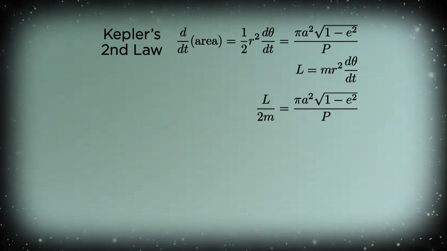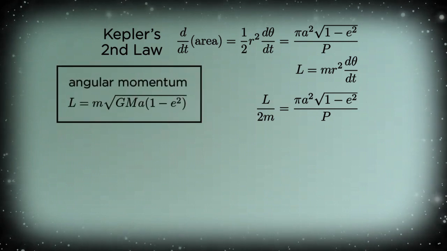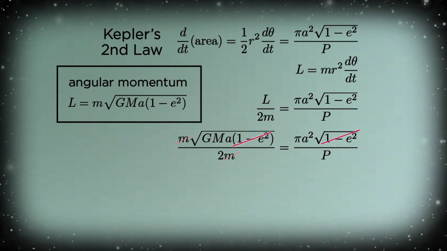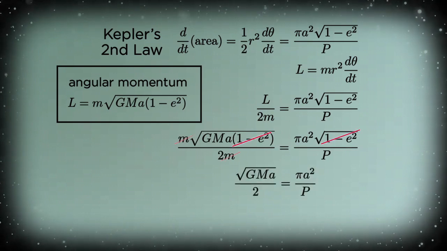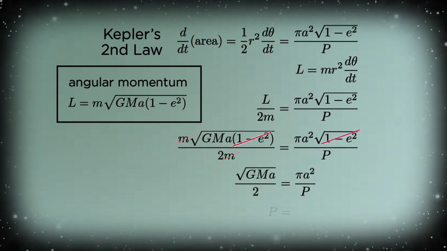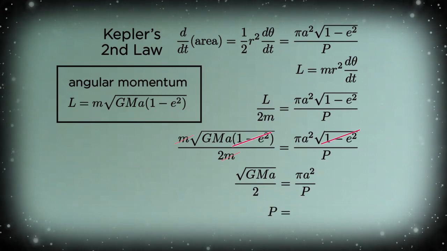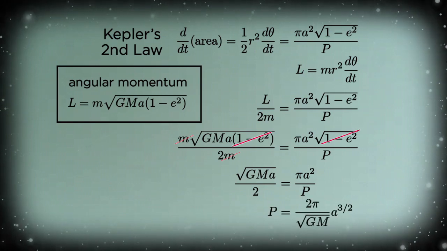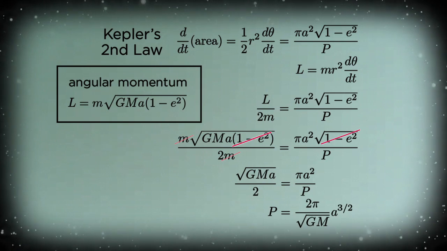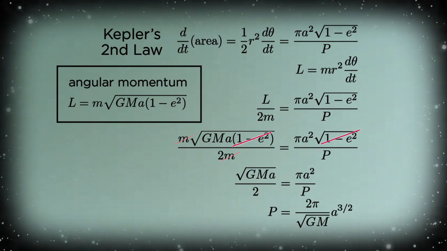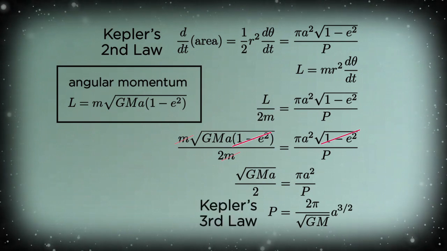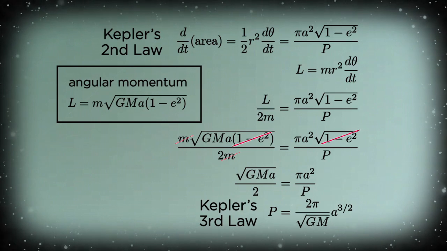Now let's use our nifty new formula for L. When we insert that, the little m's cancel out, as do the 1 minus e squareds, and if we solve for P, we find that it's 2 pi over the square root of G times big M times a to the 3/2, which is, of course, Kepler's third law. Thus endeth the proof.